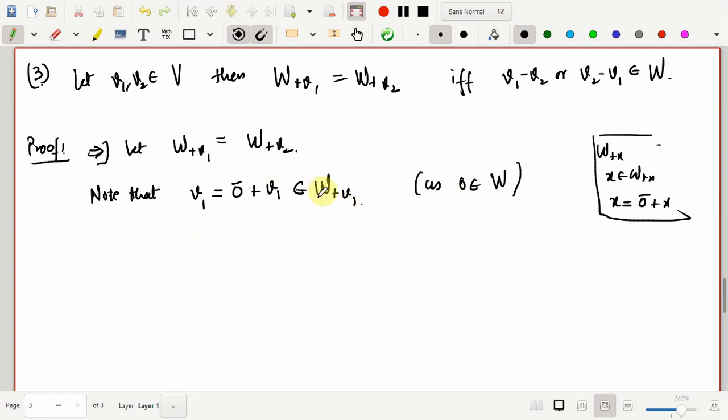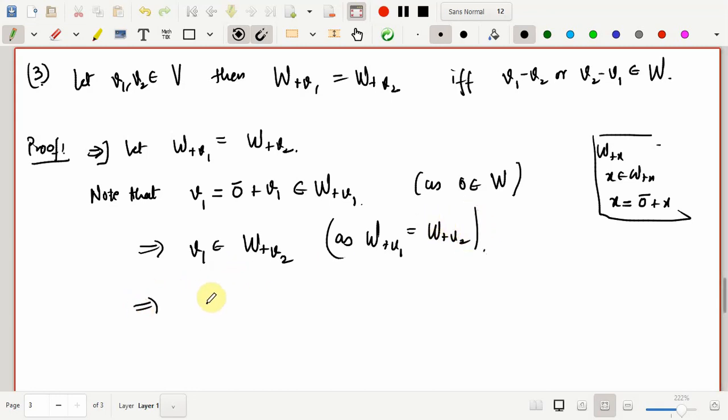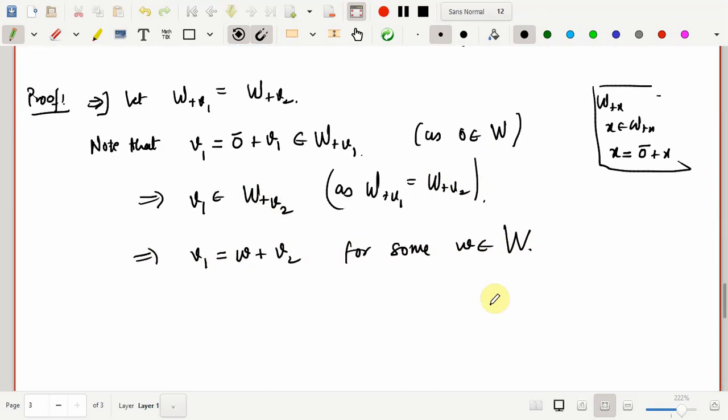And now you also know that this W plus V1 is the same as W plus V2. So this means that V1 also belongs to W plus V2, as W plus V1 is the same as W plus V2, right? And by definition, what does this mean? This means that V1 can be expressed as some vector in W plus V2. So I call it small w plus V2 for some w in capital W, by the definition of the coset generated by V2.